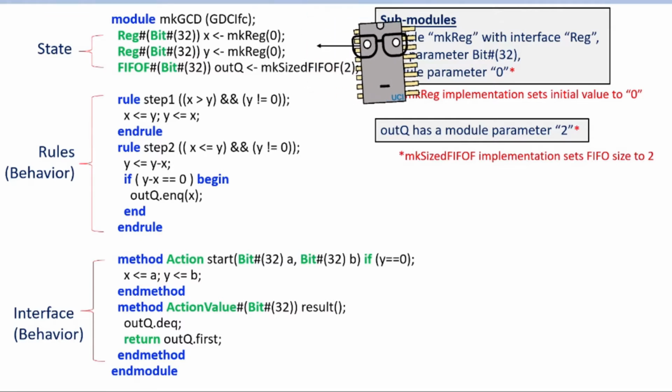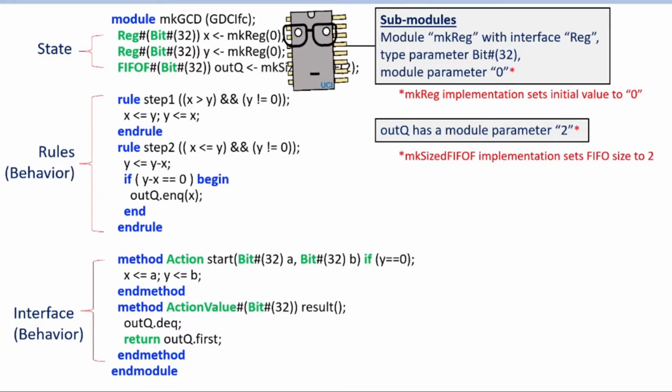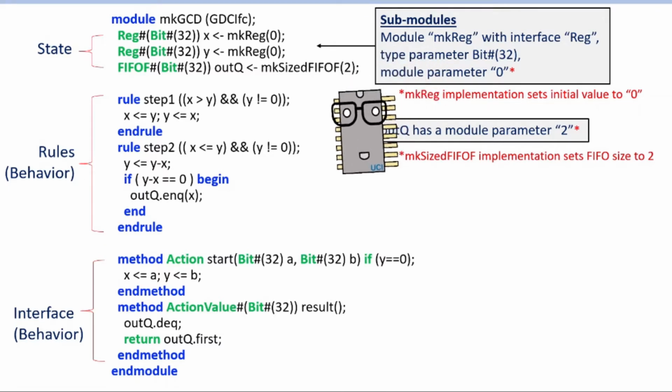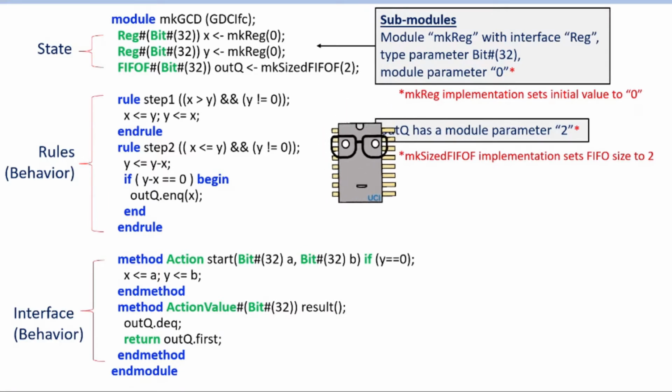Inside each module, we have state. It could be registers, 32-bit registers, and 32-bit FIFOs. FIFOs are fixed size; by default, they are of size 2. And besides state, we have behavior, which is rules in BlueSpec.